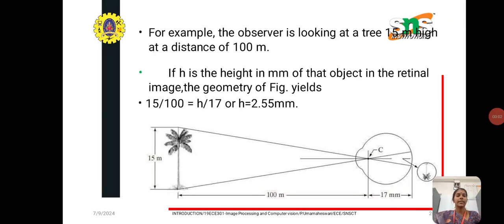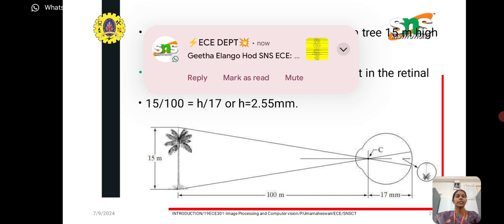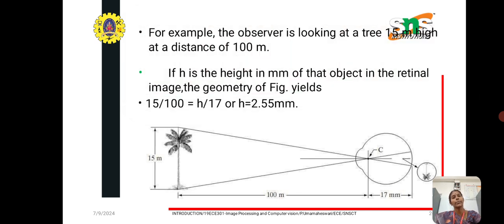Good afternoon. Continuation of the previous video. For example, the observer is looking at a tree 15 meters high at a distance of 100 meters. If h is the height in millimeters of that particular object in the retinal image, the geometry of this figure yields 15 divided by 100, that is 15. Just note it down: 15 is the height, so h divided by this 17.